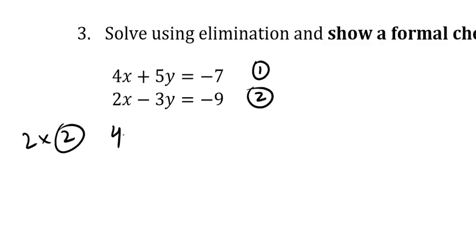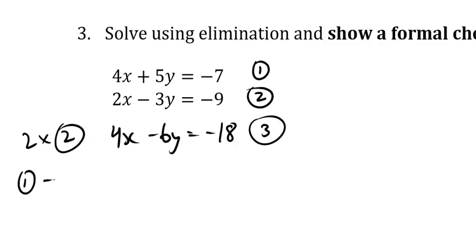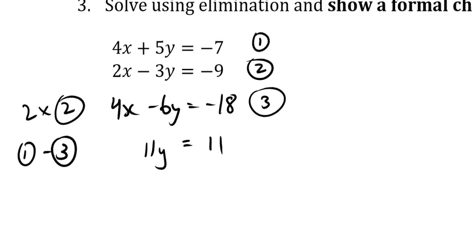So 2 times 2 is 4x minus 6y equals negative 18. Call that equation 3. And then equation 1 minus equation 3. So 4 minus 4 is 0. 5 minus negative 6 is 5 plus 6, which is 11. That's really tricky for some people. So again, use your calculator. Negative 7 minus negative 18. Again, that's tricky, but use your calculator. It works out to positive 11.